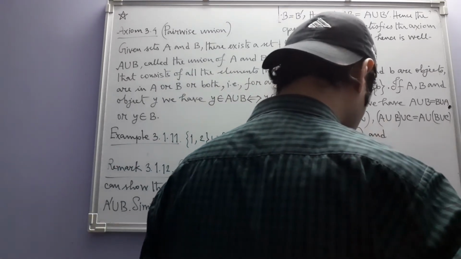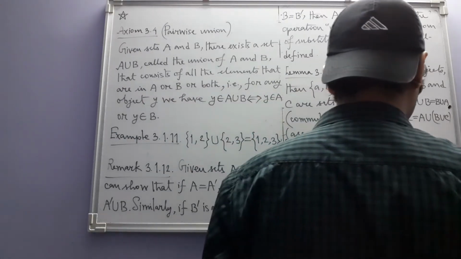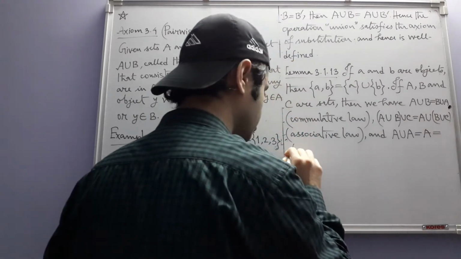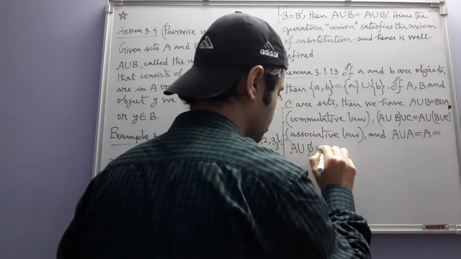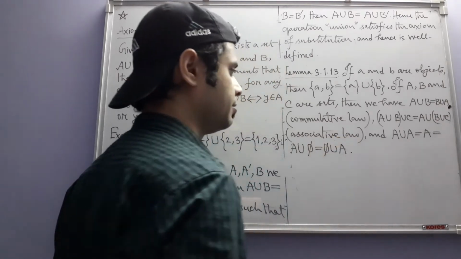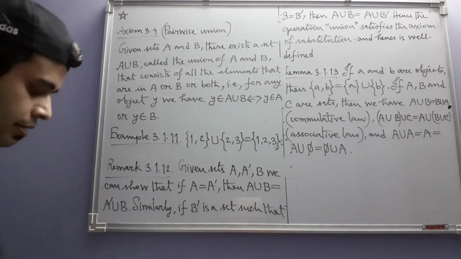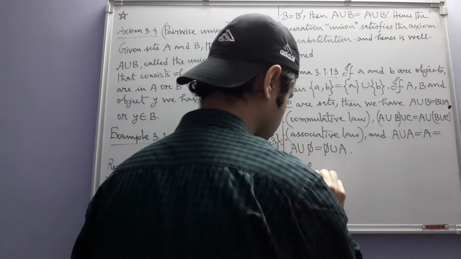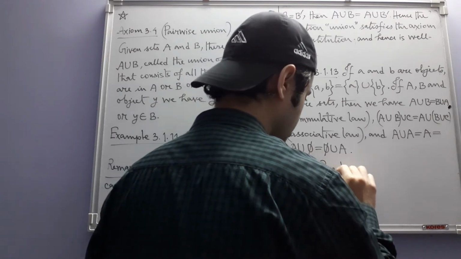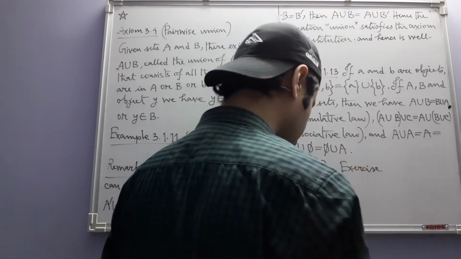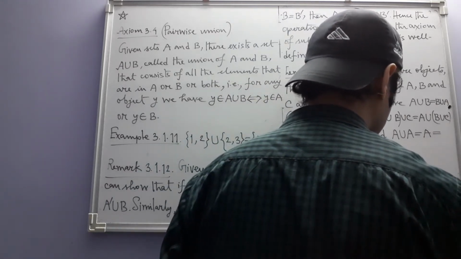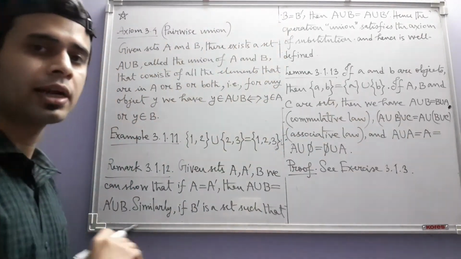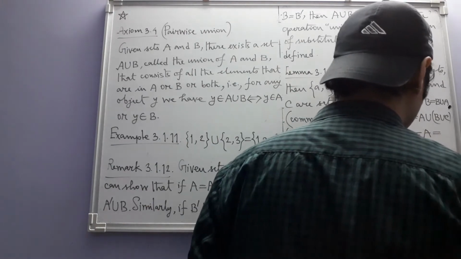And there are some simple other laws also. A union A is equal to A, which is also equal to A union the empty set, equal to the empty set union A. Okay. This same thing appears as the third exercise, which we are not solving. Why? Because we have already solved these things in naive set theory. So for us, it's already done, already proved.